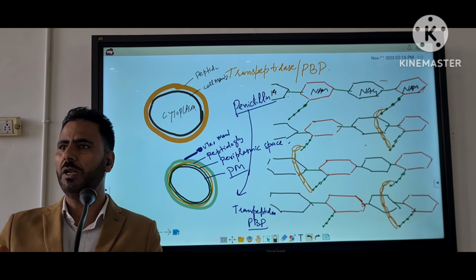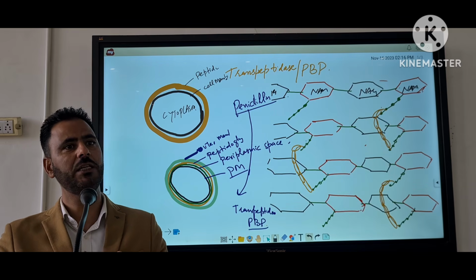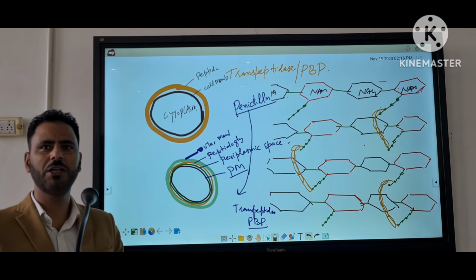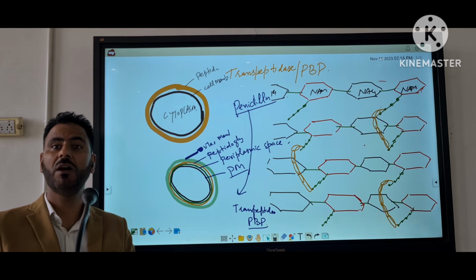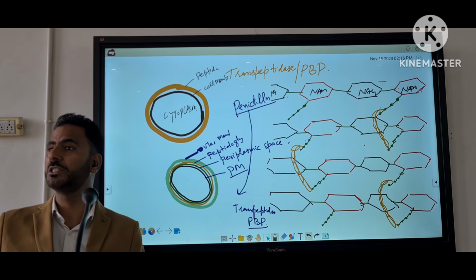And what will happen? The stability of the peptidoglycan is lost. Once the stability of peptidoglycan is lost, the cell wall of the bacteria is not formed. The bacteria is not in a position to form the cell wall.